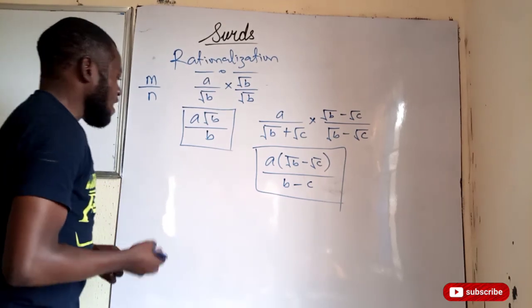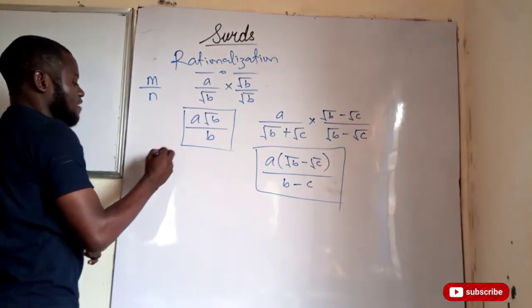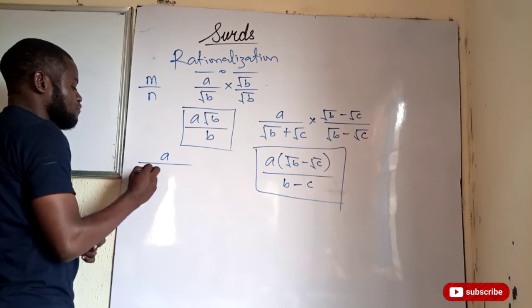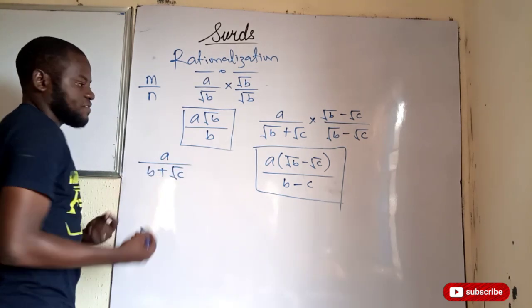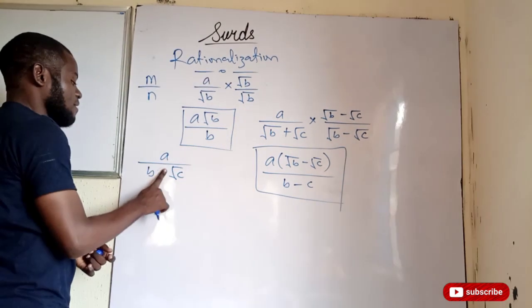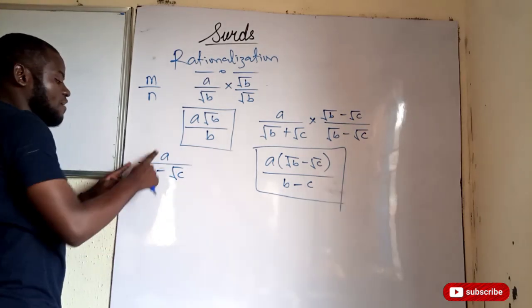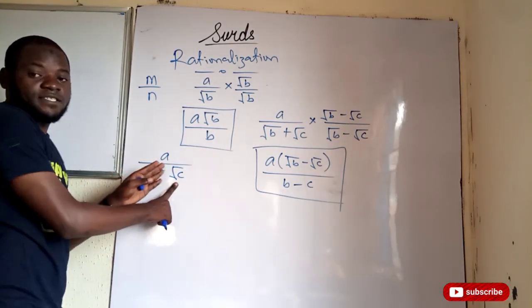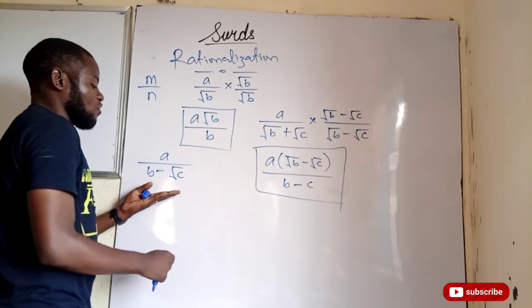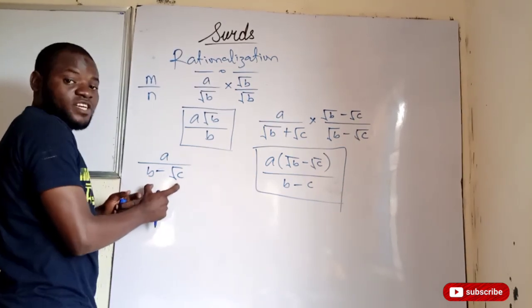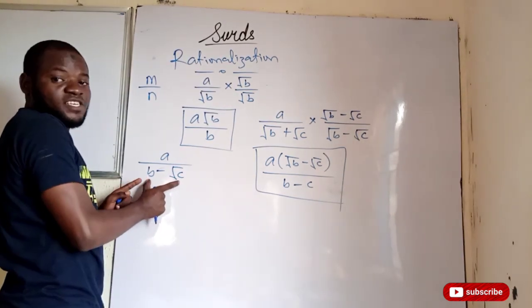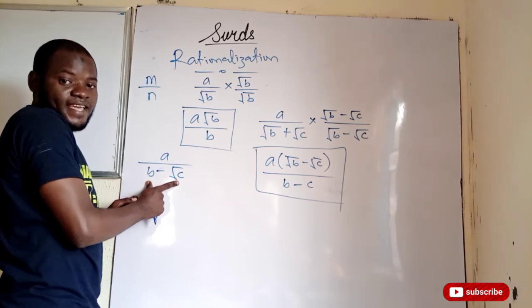Okay, what if I have it in another form? Like I have a divided by b plus the square root of c. Or let me say minus. Okay, if I have a divided by b minus the square root of c, I will also rationalize by looking for the conjugate of this because the entire function here is irrational. Are you getting it now?